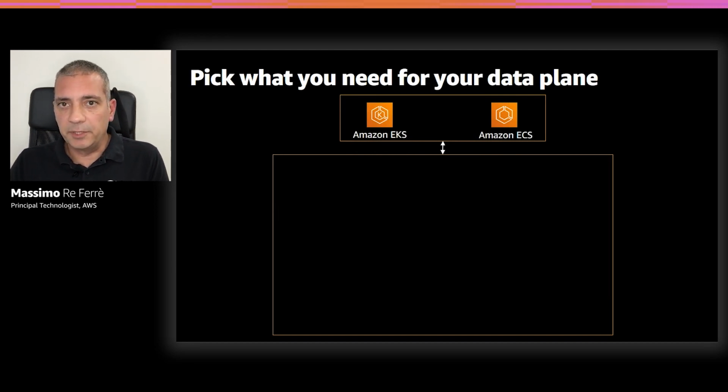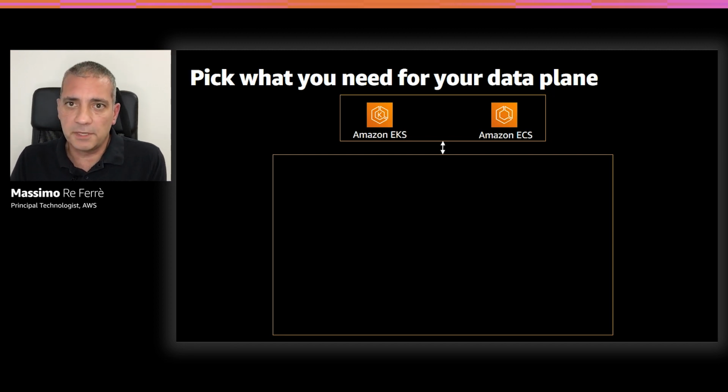So let's go a little bit deeper. What you see on this slide are these two rectangles that represent essentially the control plane and the data plane. As you can see in the control plane, you will see Amazon EKS and Amazon ECS. Those are the two orchestrators that you can use on the AWS cloud. They are both managed services. Amazon EKS is the as-a-service version of upstream Kubernetes. Amazon ECS is our homegrown orchestrator.